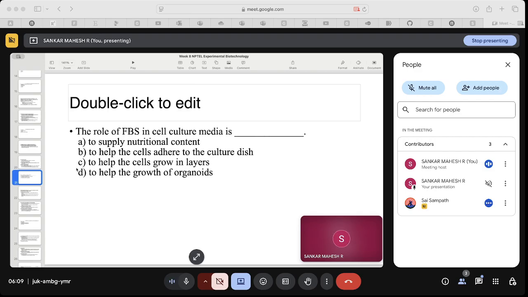Okay. So do you know the different kinds of cell types that we have? One is adherent. And the other is free, like suspension cells. Yes. So in those cases, will we need FBS?